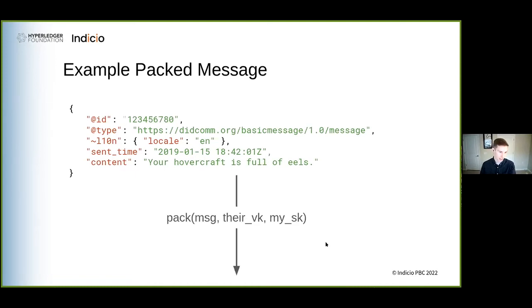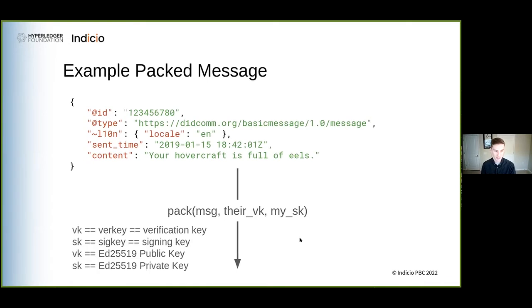that might look something like this, where we take the message as our message parameter and stuff it into this pack method that takes the recipient's verification key and my signature key. And verification key in this context refers to a public key in an ED25519 public-private key pair, and the signing key is the private portion.